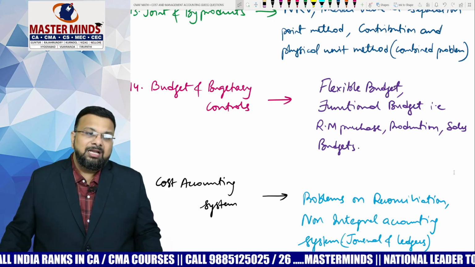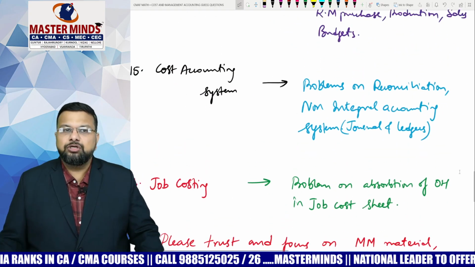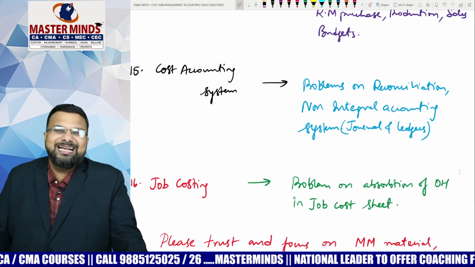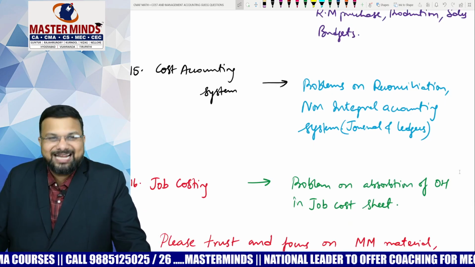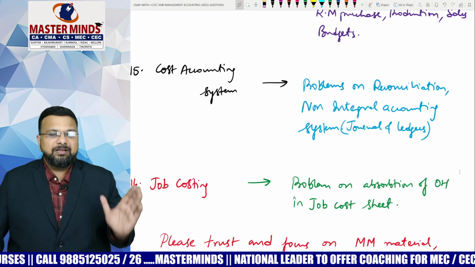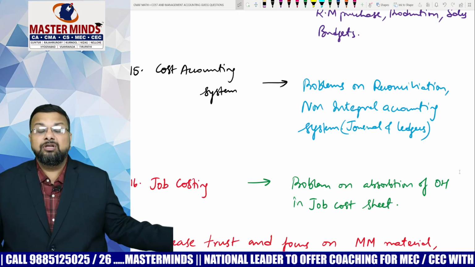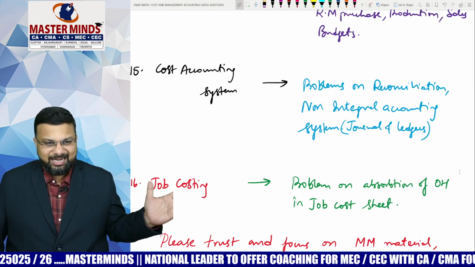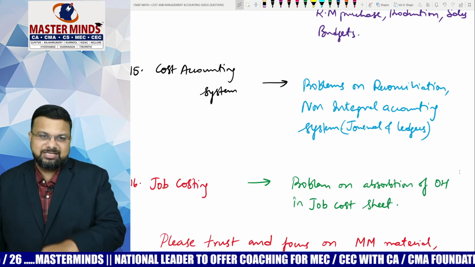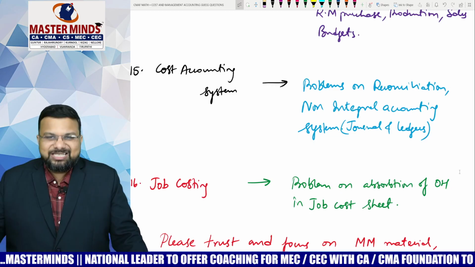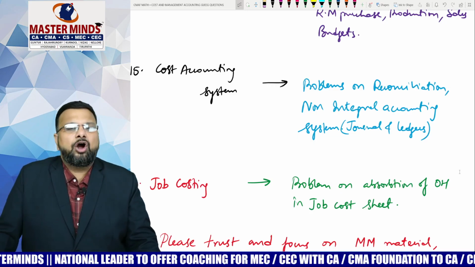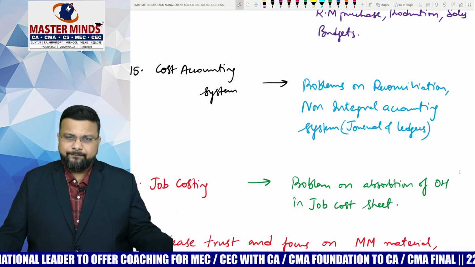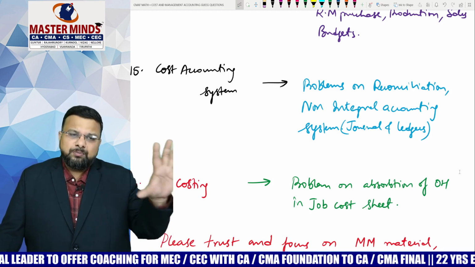Okay, right. Next chapter is your cost accounting system. When it comes to cost accounting system, focus on reconciliation problems. The entire chapter is divided into 3 parts: non-integrated system, integral system or integrated system, and reconciliation. Start with the reconciliation part, then non-integral accounting, because integrated accounting is quite simple. You can easily go through that one. The reconciliation part is the most important part here.